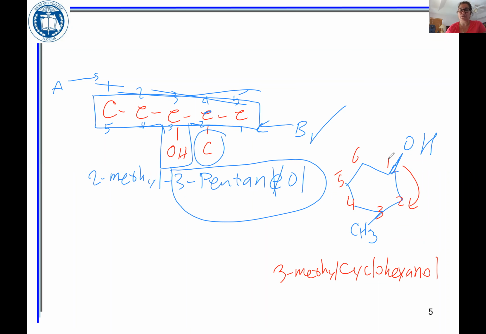So you don't have to say that OH is on carbon 1. It is understood. In a cyclic system, a carbon-carbon double bond is always on carbon number 1, and the alcohol also starts at carbon 1. So it is understood. There's no need to say 1-hexanol. Any questions?